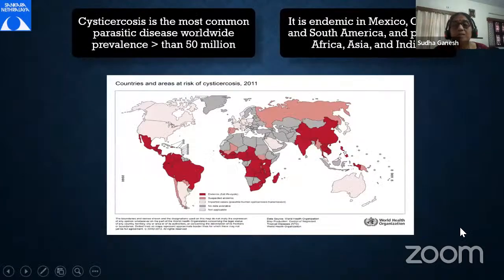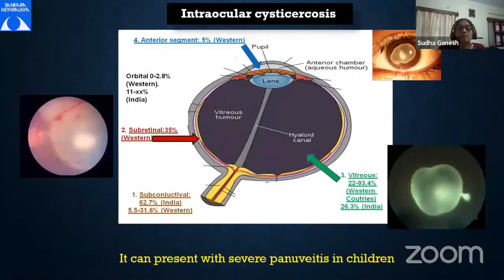Coming to cysticercus, it is very common in our part of the world, and it is endemic in some parts of South America, Africa, Asia, and in India. So cysticercus can present as an intraocular cysticercus, in the anterior segment, it can be subretinal, it can be in the vitreous cavity or in the anterior chamber.